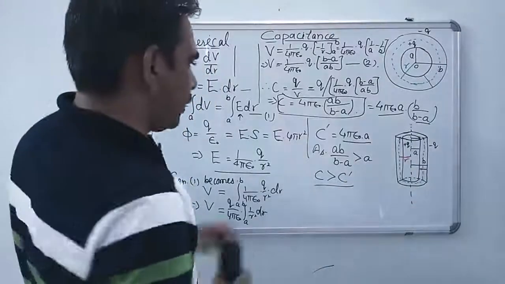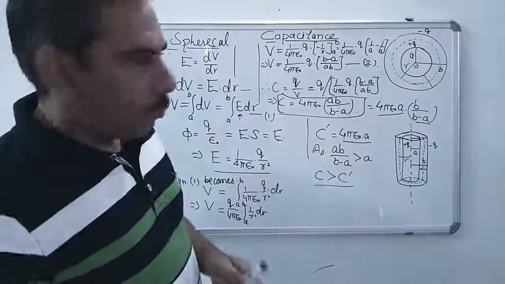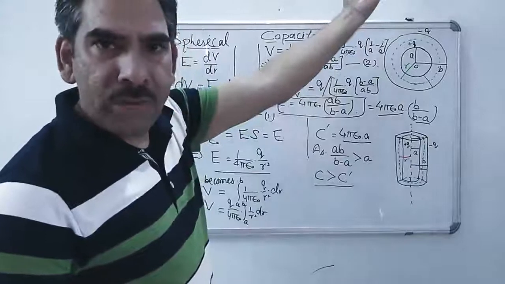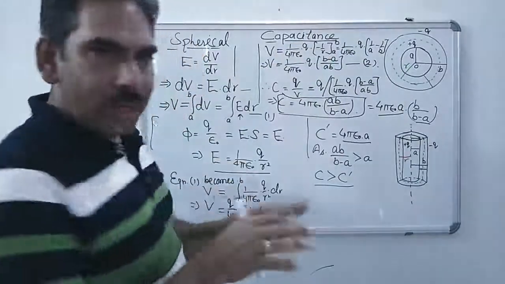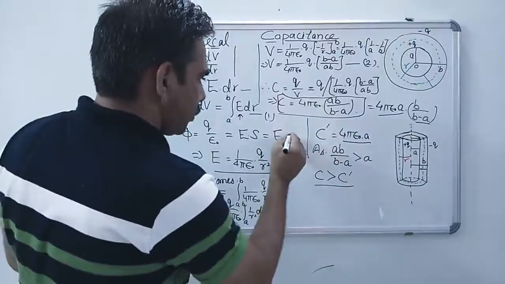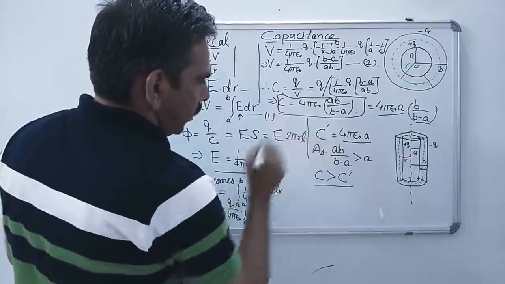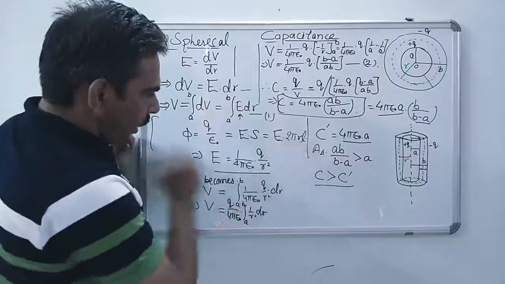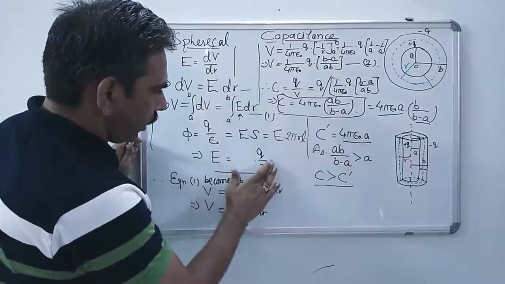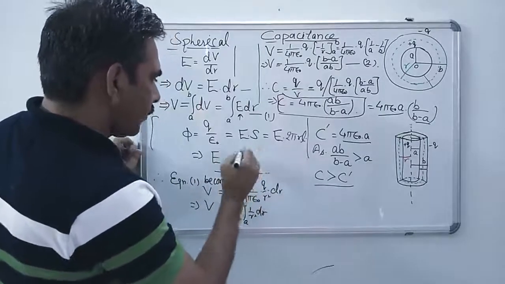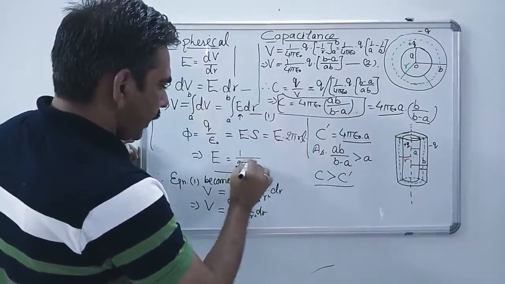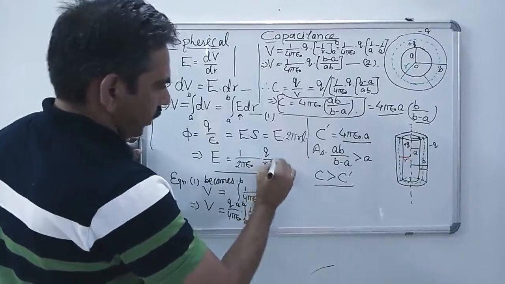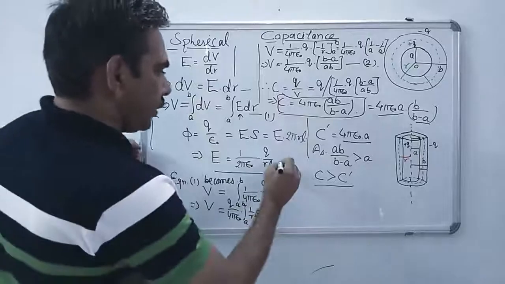The electric field is directed only radially outward and not along the axis of the charged cylinder. So we consider only the lateral surface area of the cylinder, as we discussed earlier. So it is 2 pi r into L. This is the only change here, and from here this term goes to the other side, and we are left with only 1 upon 2 pi epsilon naught into Q upon r L. So this is the electric field.